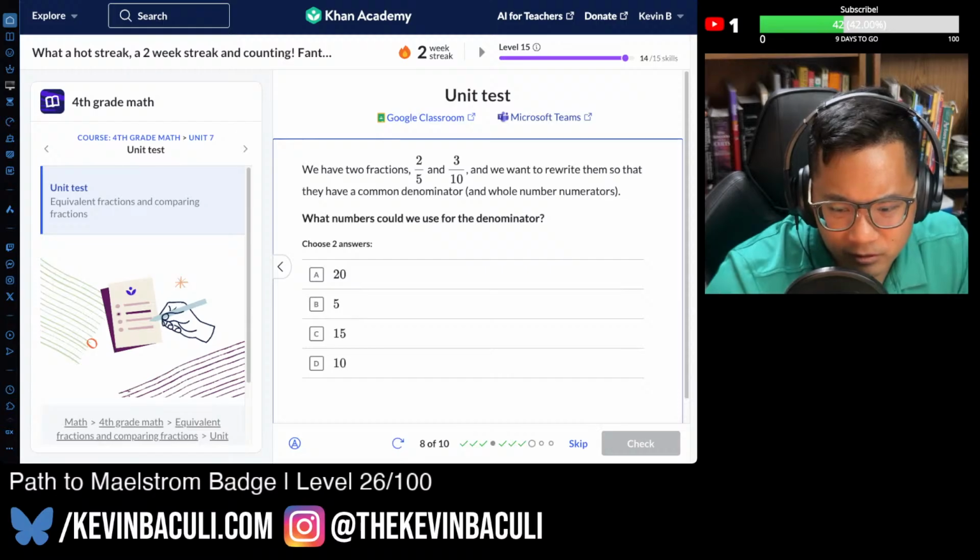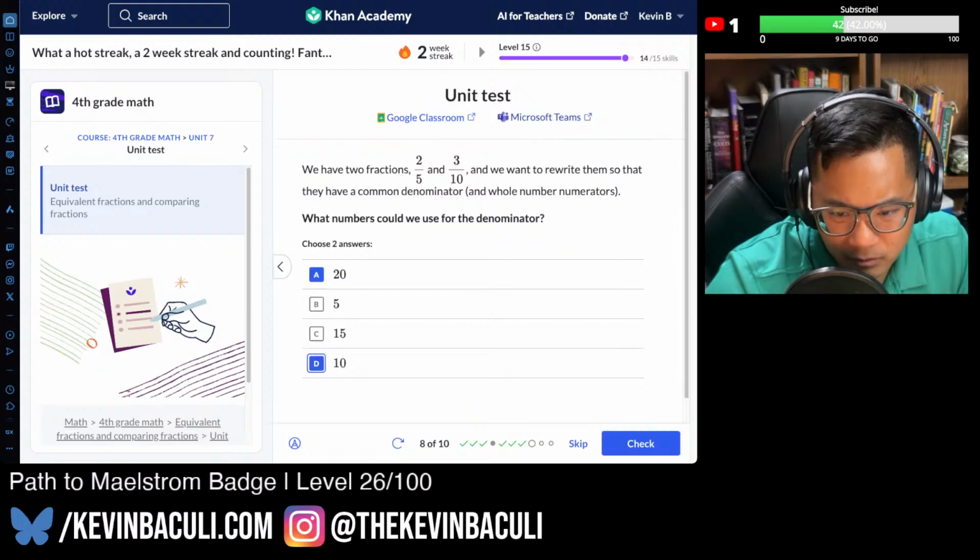We have fractions. We want to rewrite them so they have a common denominator. What two numbers could use for the denominator? Could use 20.